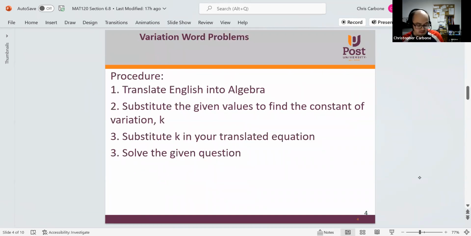So the general procedure for these things is to first translate whatever sentence or sentences that we have into algebra. Then substitute the given values to find the constant of variation, which is k. Substitute k into your translated equation, and then solve it.